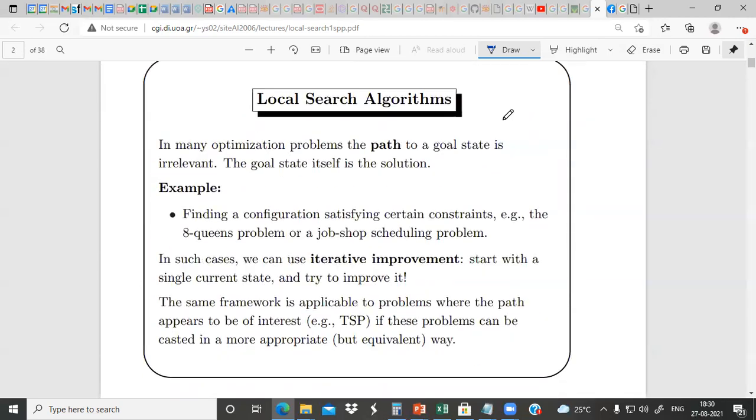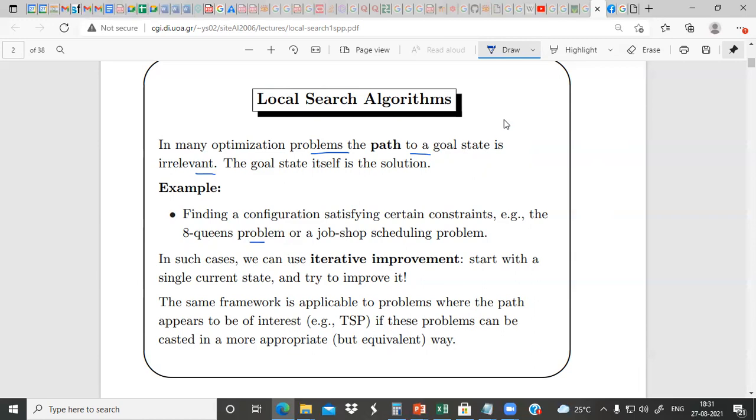This is what we have discussed so far. In many optimization problems, the path to the goal is irrelevant. The goal state itself is the solution. So we don't want the path at all. In such cases, we use local search algorithms, for example, finding a configuration satisfying certain constraints.